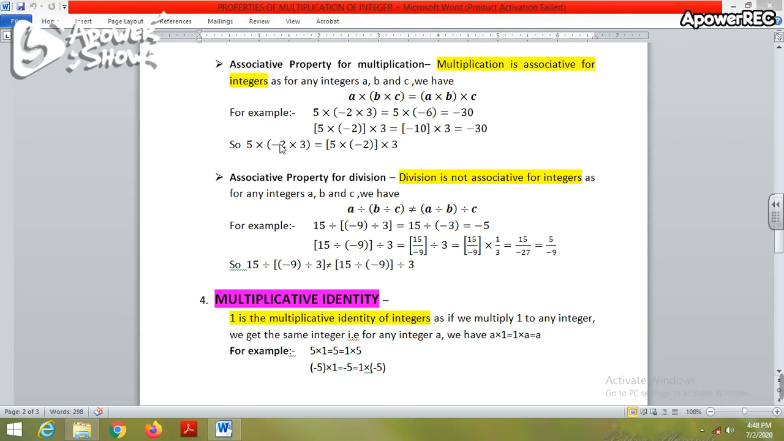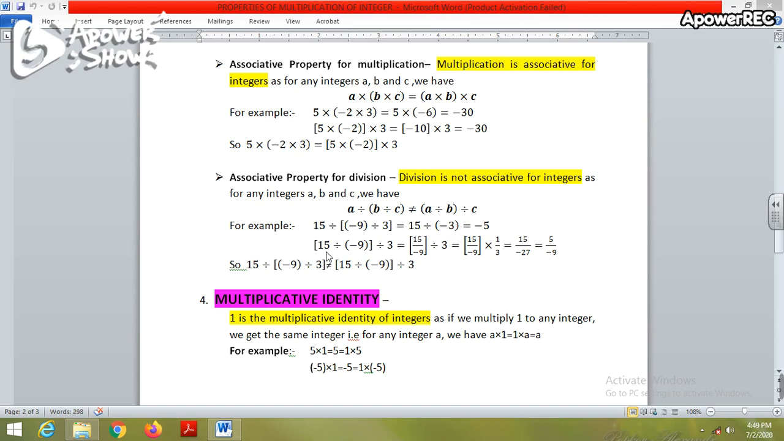Now let's check whether integers are associative with respect to division or not. So here I am taking three integers, 15, minus 9 and 3. First of all, divide minus 9 by 3. On dividing minus 9 by 3, I am getting minus 3. Now divide 15 by minus 3. So the result is minus 5.